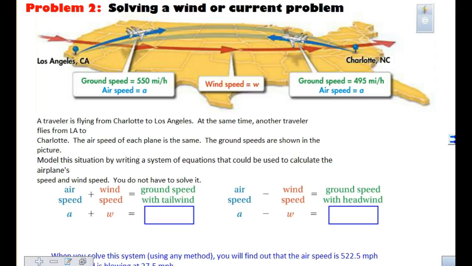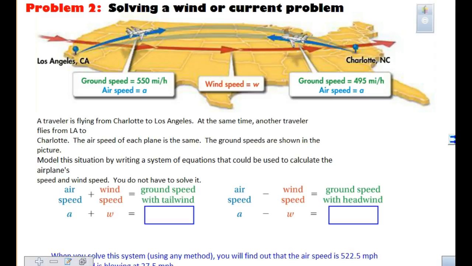So here's our situation on the top of the next page. It says you're traveling from Charlotte to Los Angeles. At the same time, another plane is traveling from Los Angeles to Charlotte. The speed of each plane is the same, so the planes are going the same. The ground speed is shown in the picture. Model this situation by writing an equation.